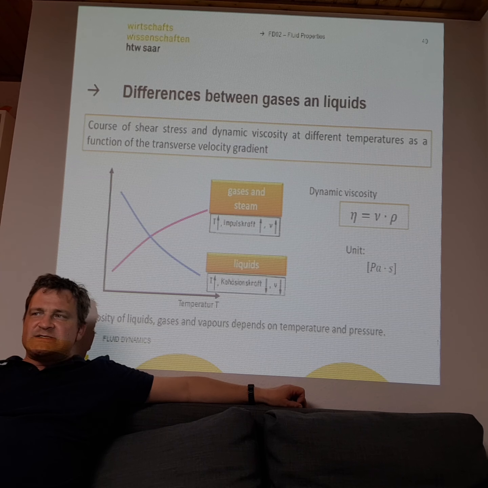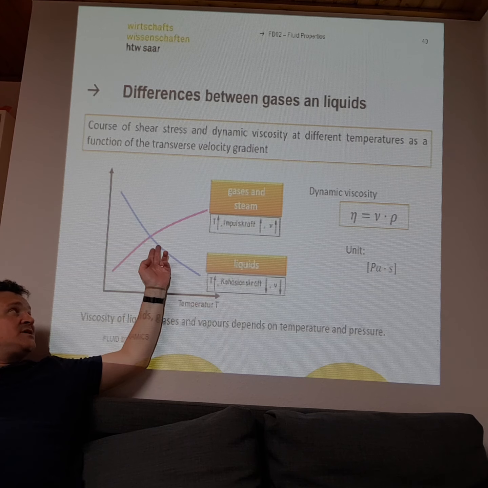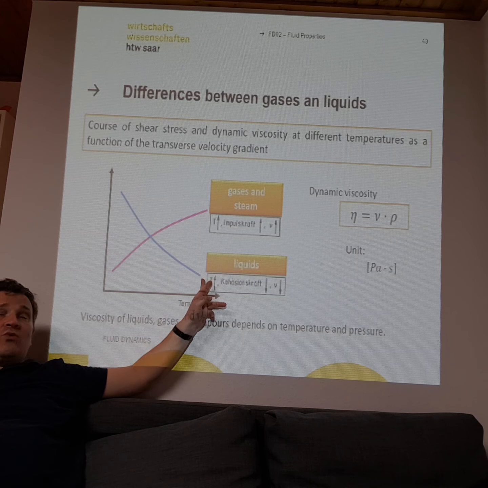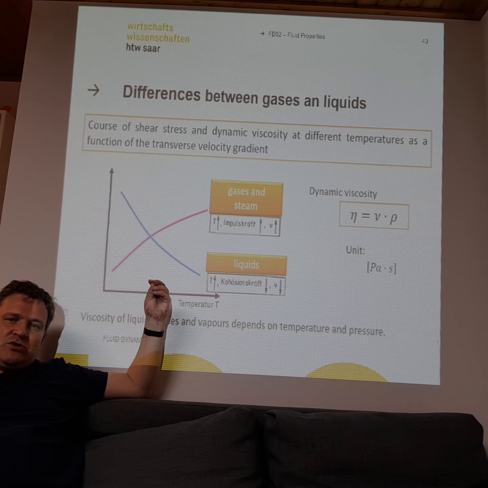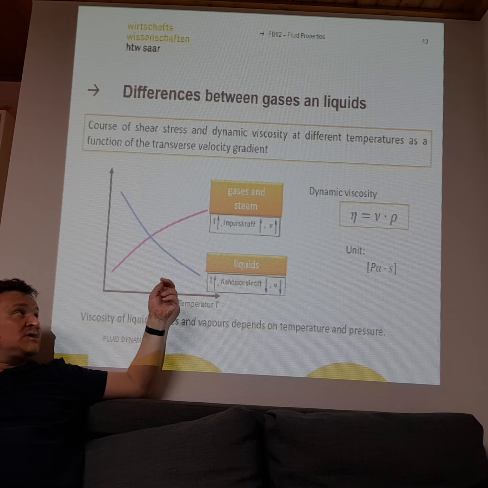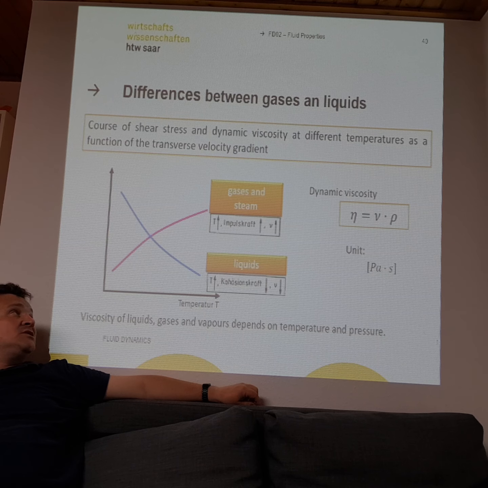Okay, that's again a sketch, a graph, where you see the influence of temperature. If we have a liquid and get higher temperature, the viscosity gets lower. Please imagine, for example, motor oil. If we make the oil hotter, then we get lower viscosities of the liquid. Totally different is the behavior with gas and steam.